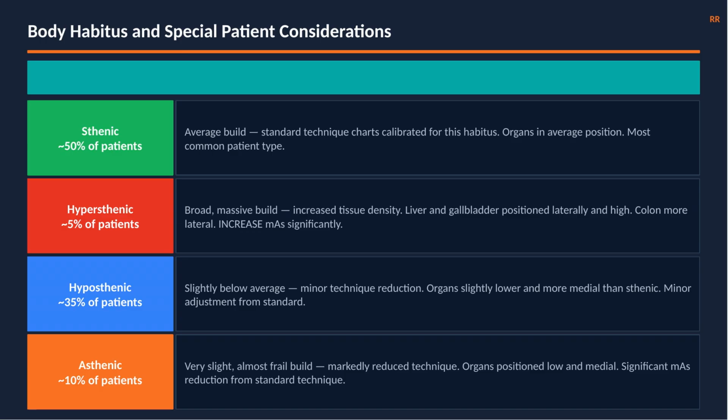Minor technique reduction needed. Organs slightly lower and more medial than sthenic. Approximately 35% of patients. Asthenic, very slight, almost frail build, significantly reduced technique. Organs positioned low and medial. Major MAS reduction from standard technique. Approximately 10% of patients. The registry tests organ position by habitus as well as technique. Hypersthenic, organs high and lateral. Asthenic, organs low and medial.